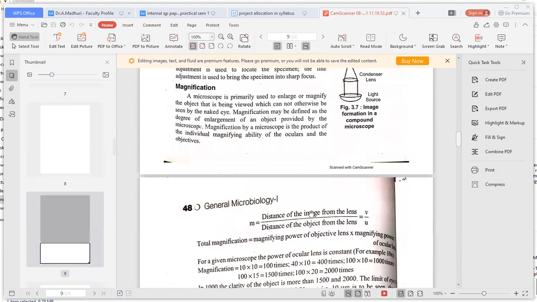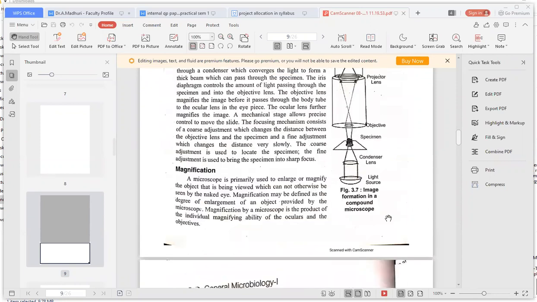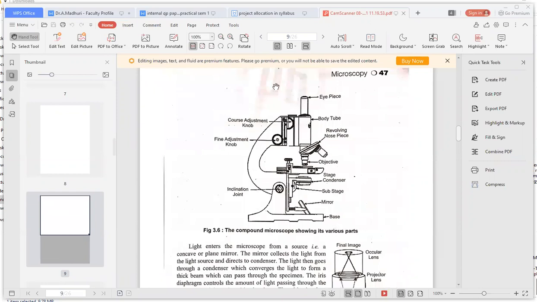Magnification means how large the image is becoming. You know, the microorganism is very small, but how big is the image that you are seeing? Or how much is the magnifying power of the lenses? So what kind of lenses are we using in this microscope? Where are the lenses here?